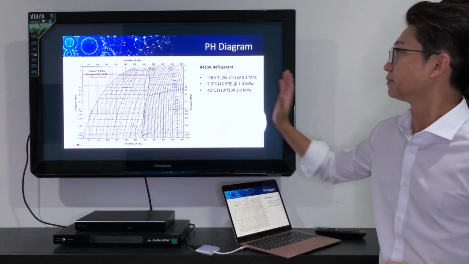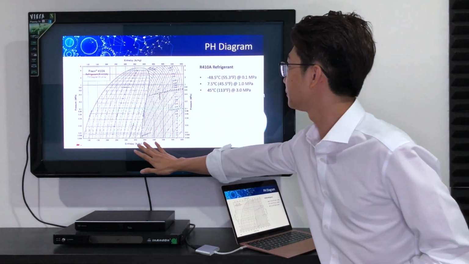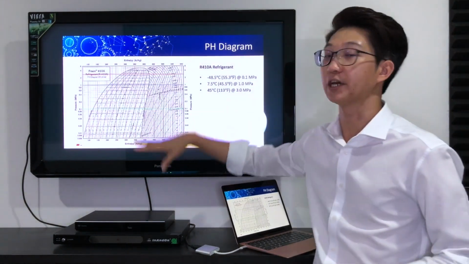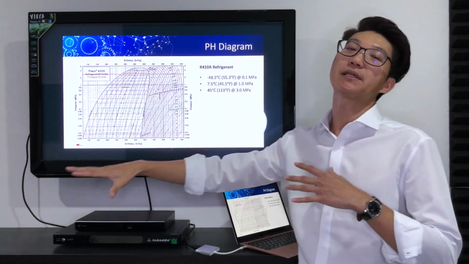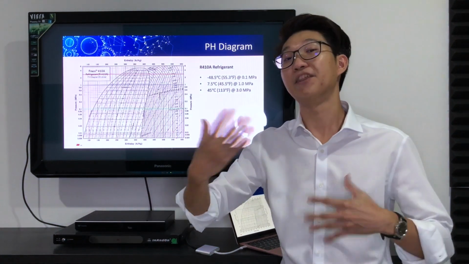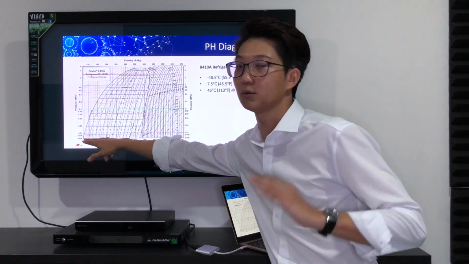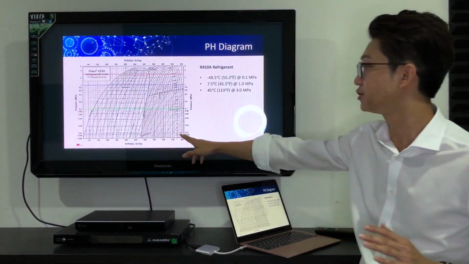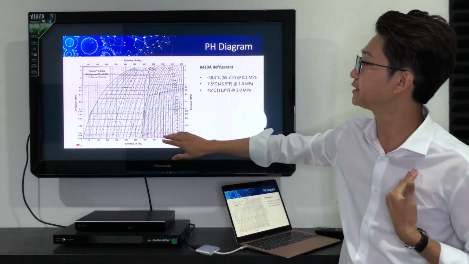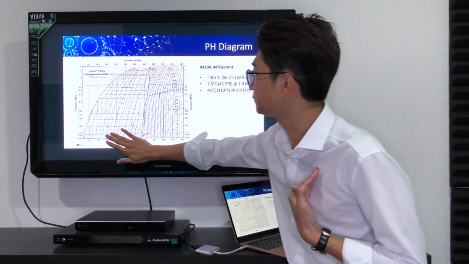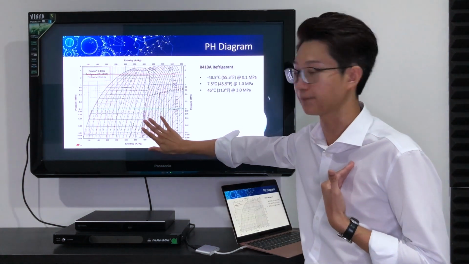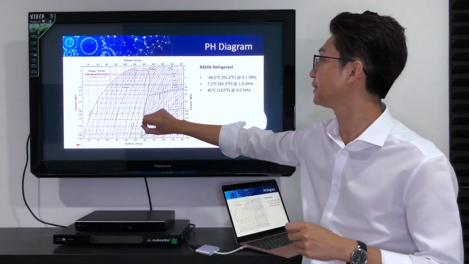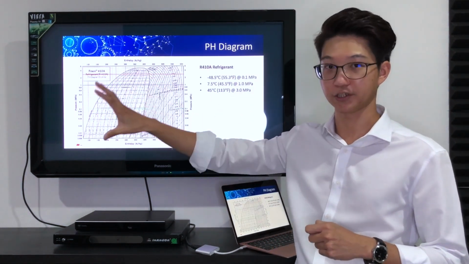Now this is a pH diagram, pressure and enthalpy. Enthalpy is H, that's the symbol used. Enthalpy is basically something you can think of as heat or energy. Here on the y-axis, as you go up, the pressure is getting higher, and here the energy is getting more and more. This is a 410A chart. Different refrigerants have different values here, because this represents the properties of the refrigerant.